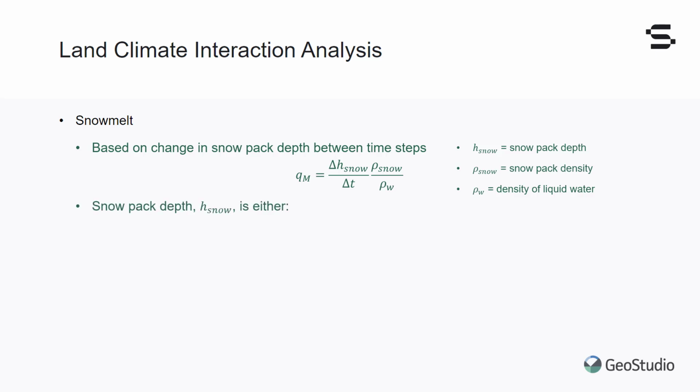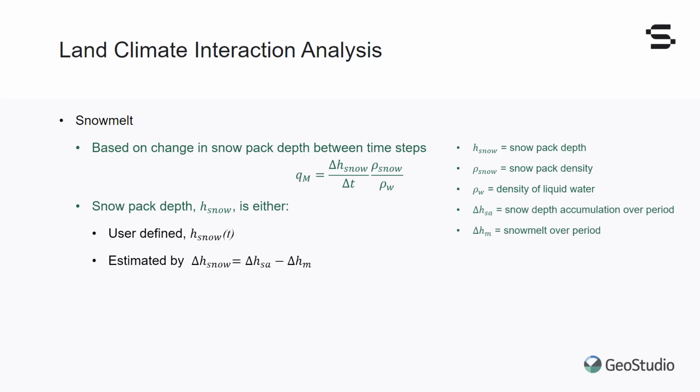In the land-climate interaction boundary condition, the snowpack depth can be defined by the user as a function of time, or estimated by SEEP-W when the analysis solves. SEEP-W estimates the change in snowpack depth over a given period as the difference between the snow depth accumulation and the snowmelt over that period.